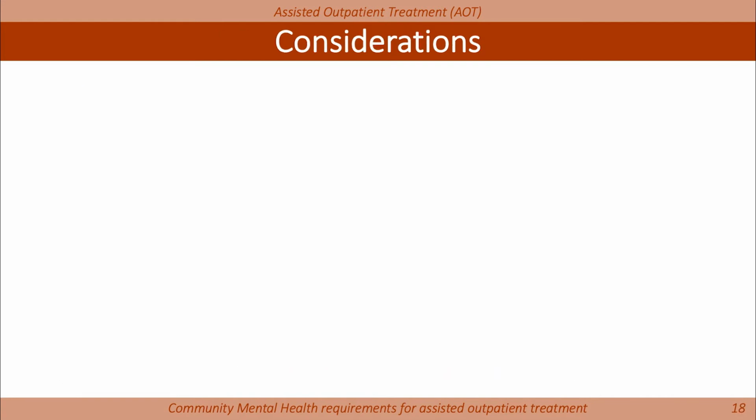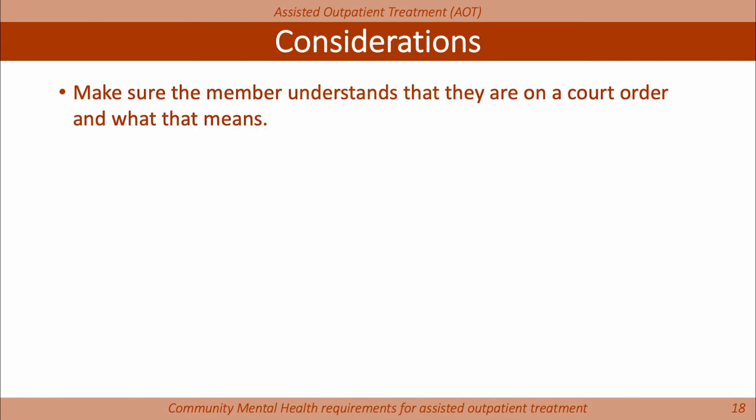Considerations for those members who are on an AOT. Make sure that the member understands that they are on a court order and what that means. Oftentimes, our members come into an inpatient setting in crisis, get stabilized, and because they're stabilized, they're ready to go back out in the community. And they sign pretty much anything we put in front of them, and they have no knowledge or understanding of what they're signing. Please take the time and do the due diligence to at least explain to our members what this means, because the court order follows the member. It's not just for the hospital, it's not just for the CMH, it is for the member.